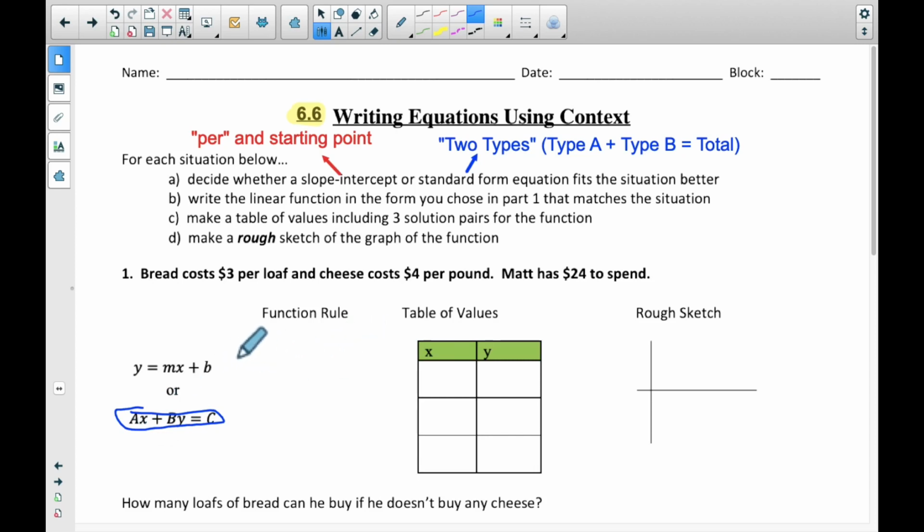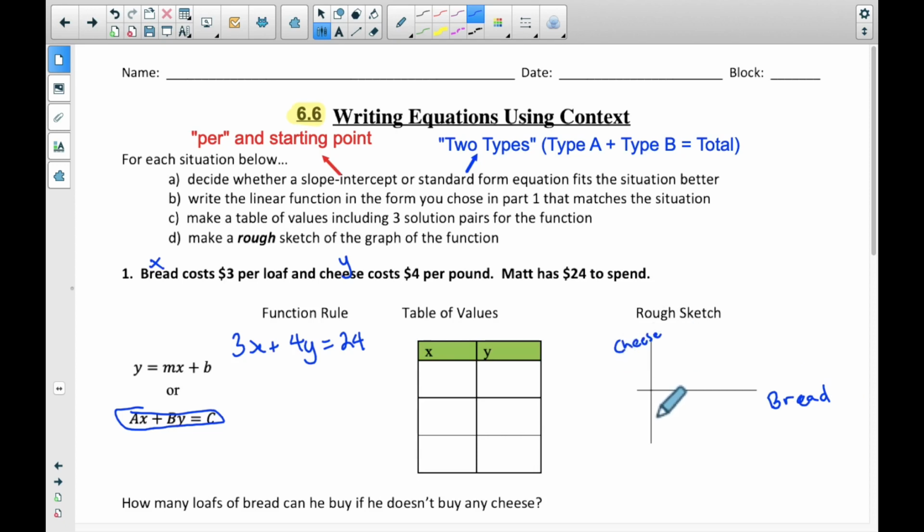And what we're going to do is $3 per loaf of bread and $4 per pound of cheese is equal to $24. Now we didn't define our variables, but we should go over here at least on our graph. Our bread was the X and the cheese was the Y. So over here, let's put bread on this axis, and we'll put cheese on the Y-axis.